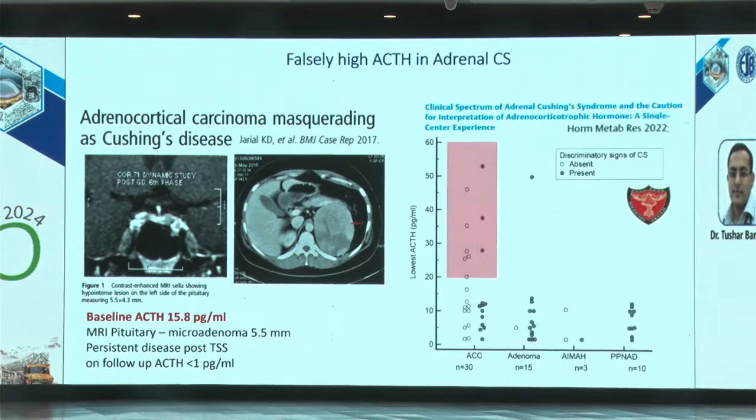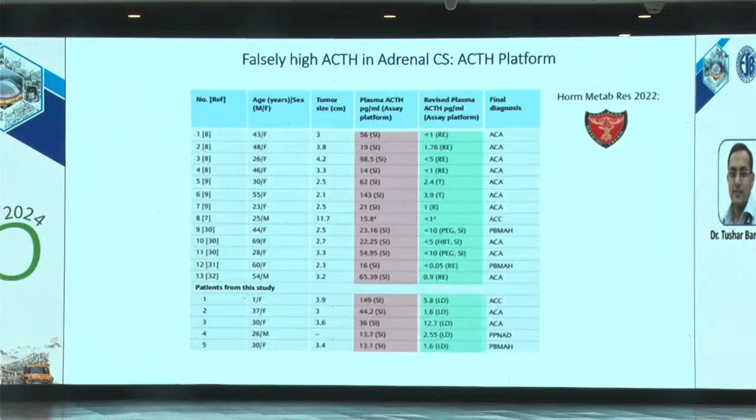So we published the data of adrenal Cushing's syndrome, where patients with adrenocortical carcinoma with Cushing's syndrome had elevated ACTH levels from 20 to 60 picogram per ml, and this was all because of doing tests on the Siemens Immulite assay. And the moment you shifted to Roche or Tosoh or Diasorin, the ACTH would come back to the normal range.